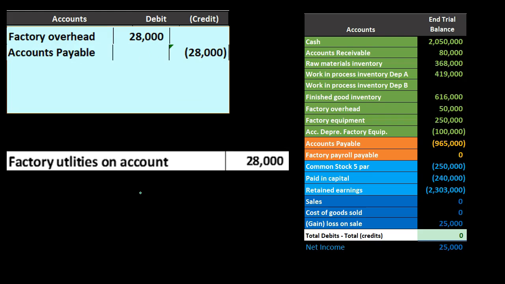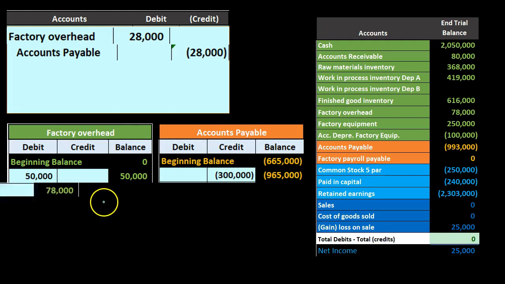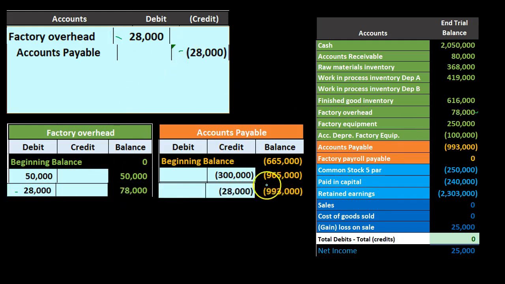And then the other side, we're going to put into accounts payable. We haven't yet paid it in this case. Accounts payable going up. Factory overhead then increasing by the 28,000 from 50 plus the 28 to the 78. Here it is here. So that's this 28,000 we're posting out to the GL. And then the 28 for the accounts payable increasing. It was at 965, up by the 28 to 993. So there's going to be our 993 on the trial balance.